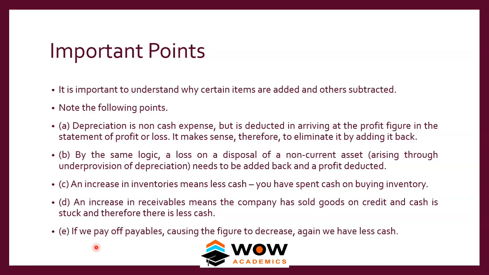If we pay off payables, causing the figure to decrease, again we have less cash. For example, last year you had 10,000 rupees of payables, and this year you have zero. It means you have paid 10,000 rupees to your suppliers in this year. So an increase in current assets means your cash is locked, and a decrease in current liabilities again means your cash is locked. So those are the important points. When we do this sum, we will get a better idea.